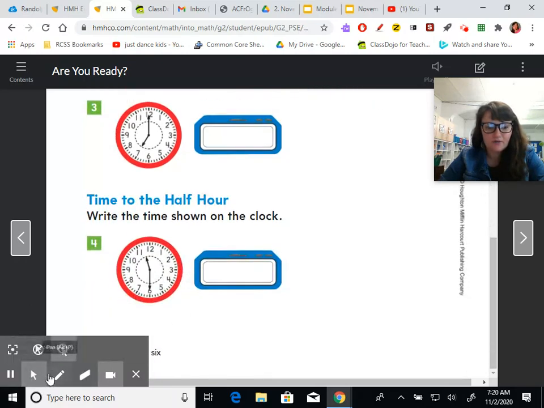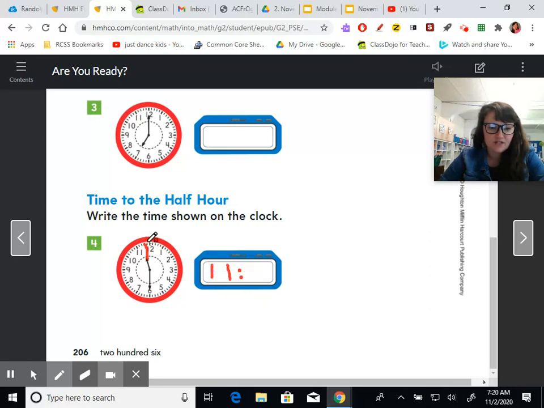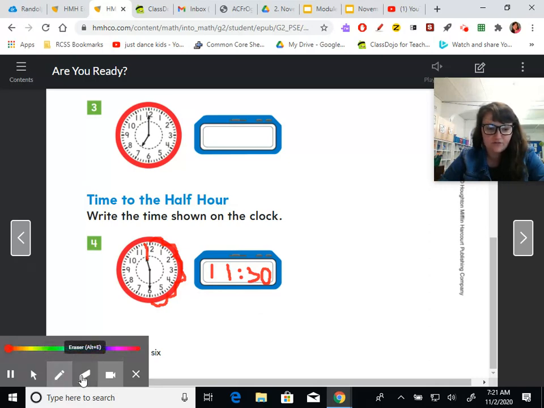Down at the bottom, we got one more, and then we're moving on to the next page. Now we're going to write the time shown on the clock, and it's time to the half hour. Is it 12 o'clock yet? No. So we know that it's still 11, right? Let's count by fives. 5, 10, 15, 20, 25, 30. Okay, so it's 11:30. Go ahead and write that down if you have this page. If you don't have it, then you can just practice along with me. All right, next page.